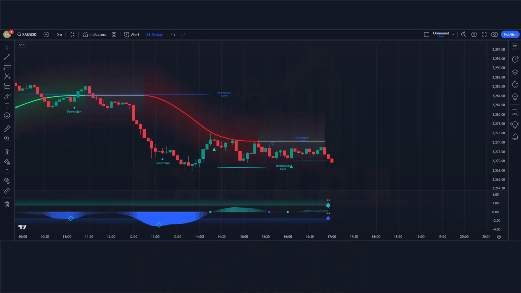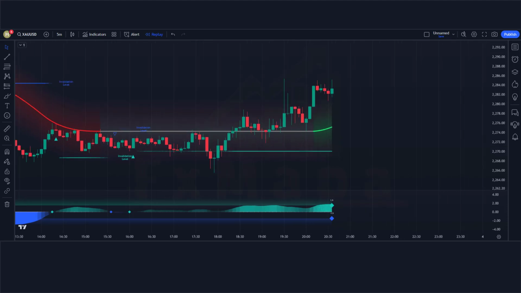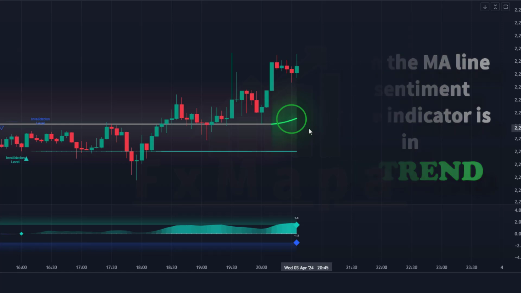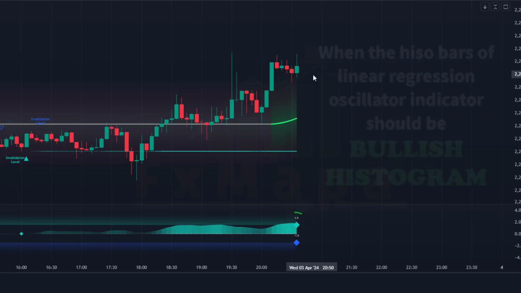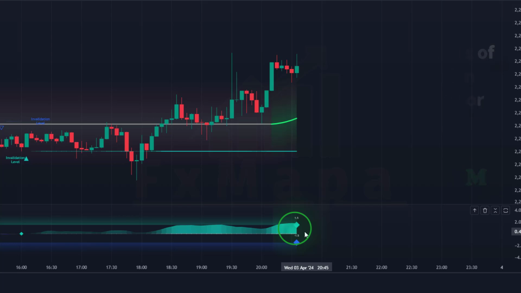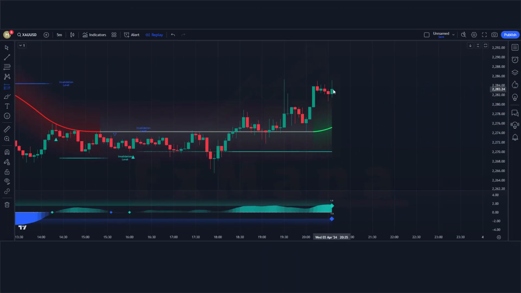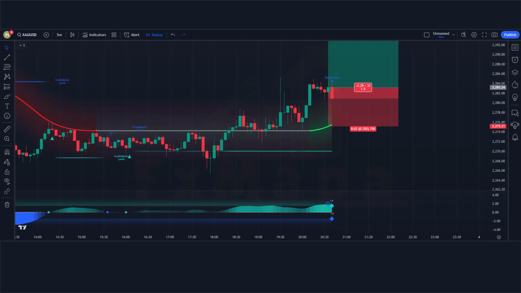Setup is ready. Now, let's understand the concept where we will take buy and sell trades based on their conditions. When the MA line of the Sentiment Range indicator is in uptrend, when the market forms a bullish candle, and when the histogram of the Linear Regression Oscillator indicator is bullish. If these conditions are fulfilled, then we will place a buy order. Our stop loss will be placed at the MA line of the Sentiment Range indicator, and the risk to reward ratio will be 1:1.5.